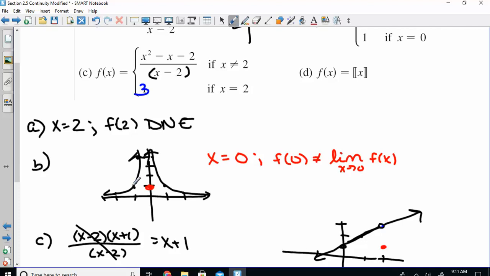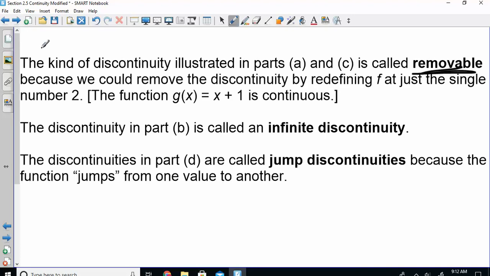In part B, this is what's called an infinite discontinuity, because you have those pieces going to infinity there. You have that asymptote. And the last one is a jump discontinuity. That happens usually with piecewise functions, where you graph one piece and then you have to jump to the next piece. So there's three types. Removable if it's just like an open circle on your graph. Infinite if you have like a vertical asymptote. And jump if you have a piecewise where you're jumping from one piece to the next.